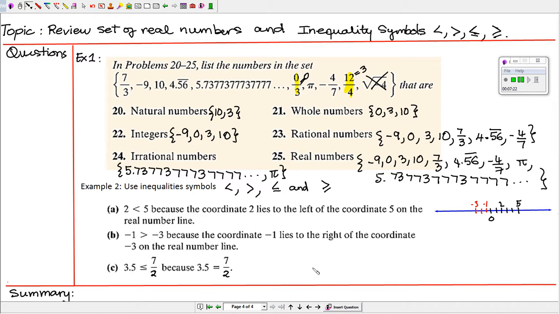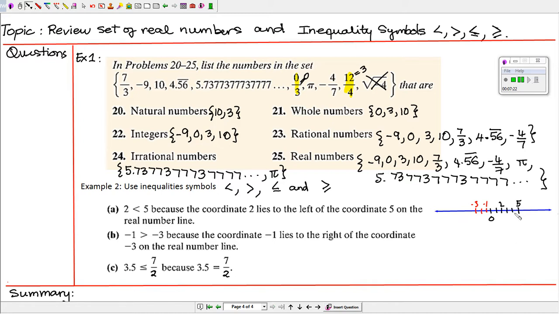So now let's move on to example 2. In example 2, you are going to use the symbols less than, greater than, less than or equal, and greater than or equal. So let's start with the first part, A. 2 is less than 5. Why? We can look at the number line. The coordinate 2 lies to the left of the coordinate 5 on the real number line. So that's why 2 is less than 5.